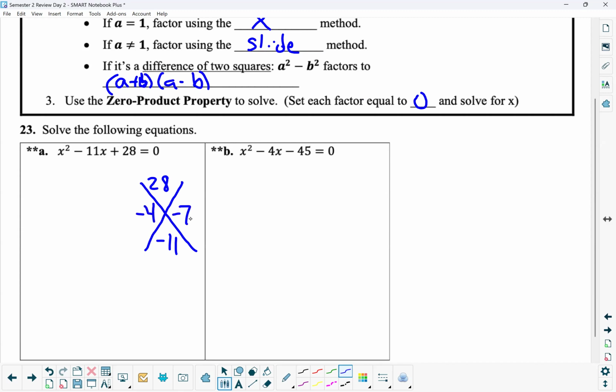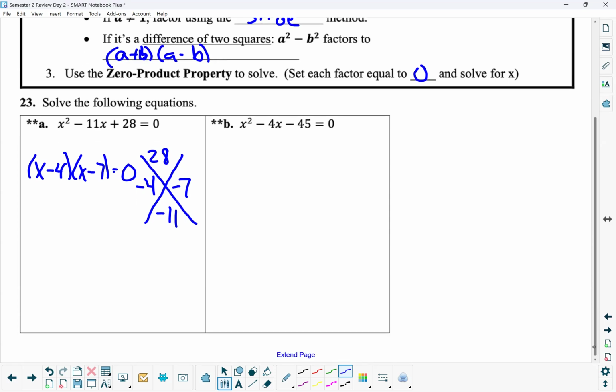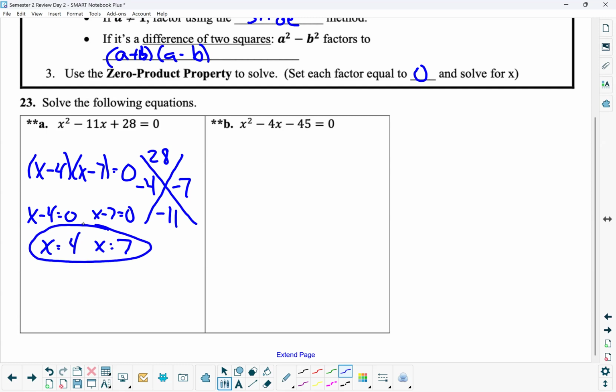And again, if you don't know that, go ahead and write your factor pairs for 28. So my factored form is x minus 4 times x minus 7 equals 0. Now I use the zero product property: x minus 4 equals 0, x minus 7 equals 0. One of the things I really love about the x method is that my solutions are just the opposite of the sign of my factors. So x minus 4, the solution is x equals 4. X minus 7, the solution is x equals 7. And we are done with that problem.